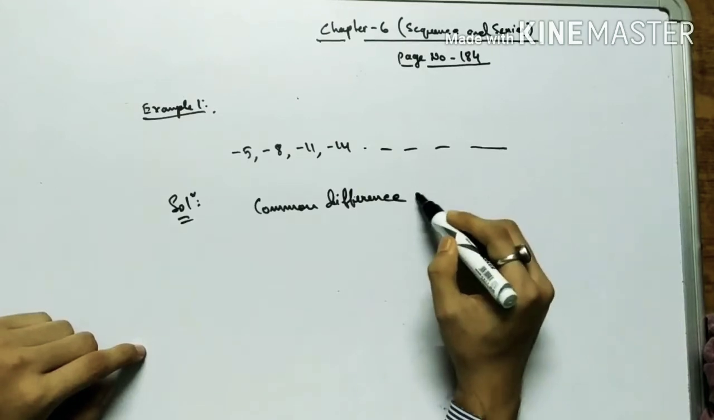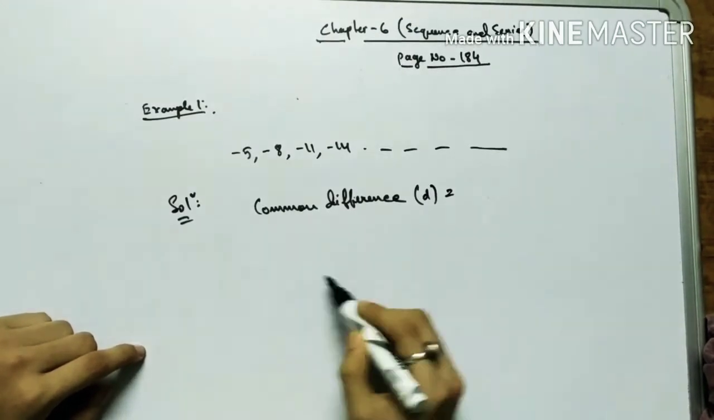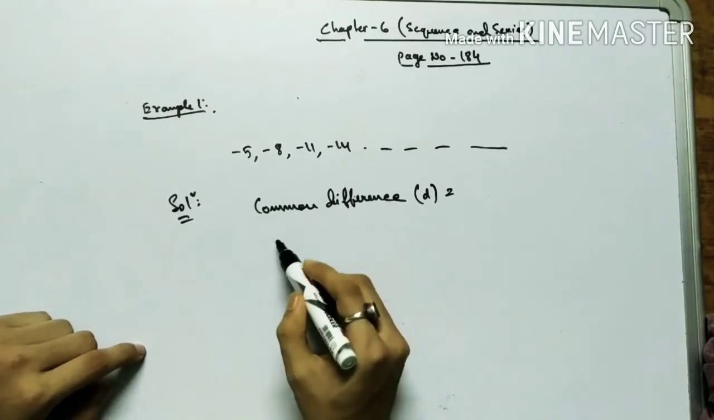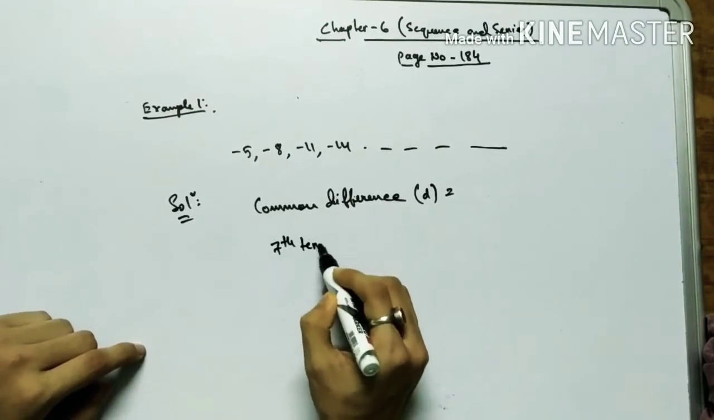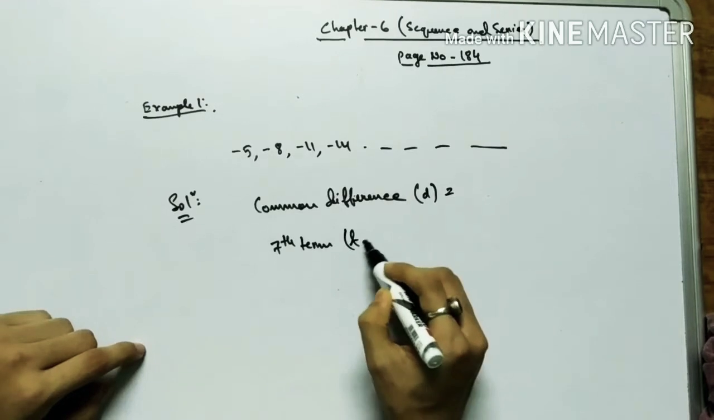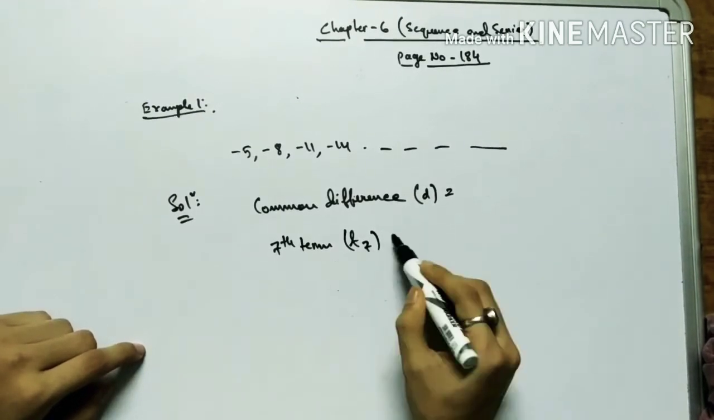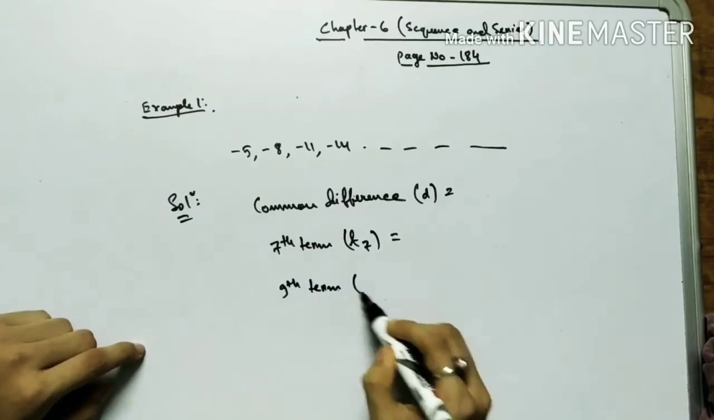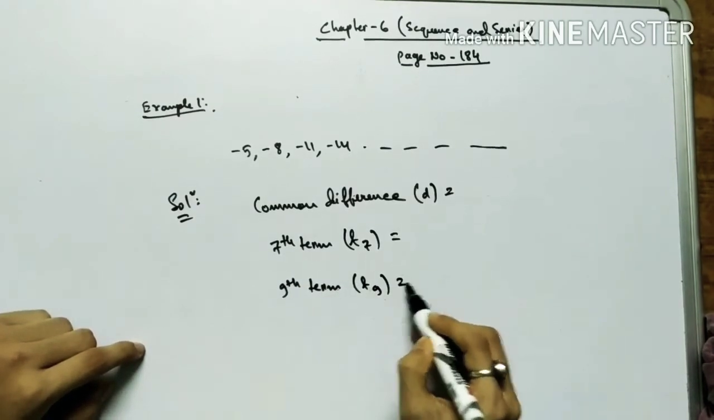That is small letter d, and I have to find the 7th term, that is T7. And I have to find the 9th term, T9 I have to find.